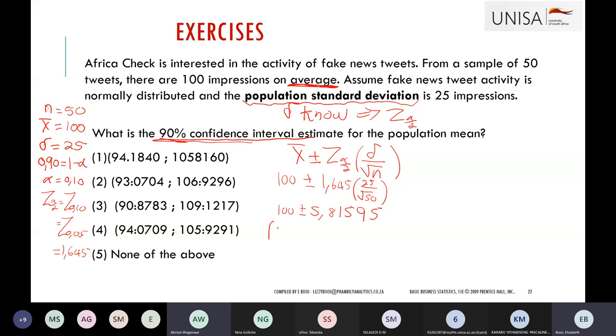So now let's expand: 100 minus 5.81595. The other thing, these are commas, I copied and pasted and didn't fix the commas there. You can leave your answer to whatever number of decimals you have. On this one, it has four decimals, so it means our answer should be in four decimals as well.